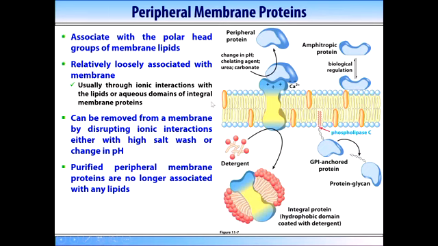So, in other words, peripheral membrane proteins anchor on the edge of the membrane through mainly ionic interactions with the polar head groups. That is why by washing such a membrane with a high salt buffer, you can remove such proteins. Purified peripheral membrane proteins are no longer associated with any lipids. In other words, these are water-soluble proteins.